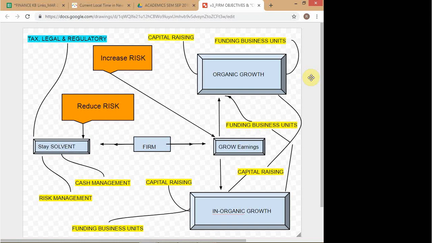On the one hand, you have to take more risk in order to grow your earnings, and on the other hand, you have to stay solvent. You have to make sure you stay solvent, and that's why you have to take less risk. So you are kind of torn between these two objectives, which are not consistent with each other. So this is a delicate balancing act that every business anywhere in the world has to manage.